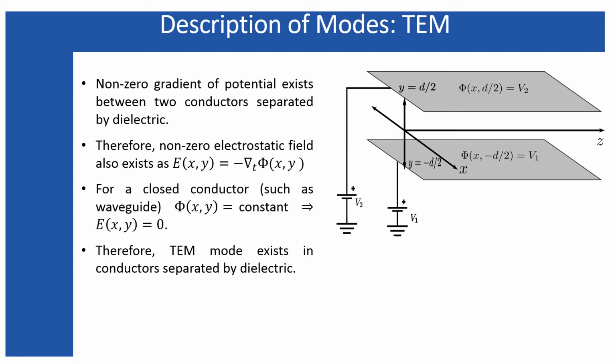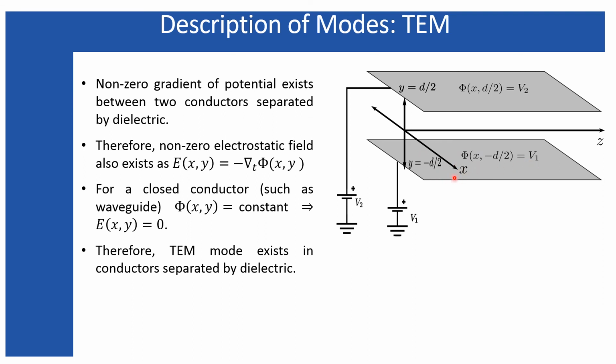So for the electrostatic potential, it means that there is a gradient of the potential, and we know that the gradient of the potential is nothing but the electric field. So the gradient exists when there are two separate conductors, which are separated by some dielectric medium as shown in this diagram. So two separate conductors, and they are at different potentials V1 and V2 along the y direction. Since the conductor extends along the x and z directions, the potential is the same along the x and z directions.